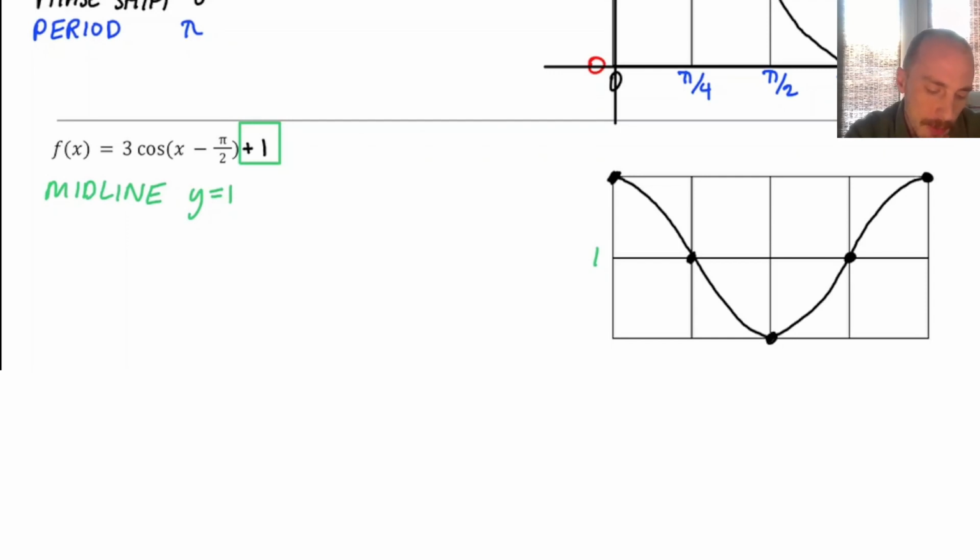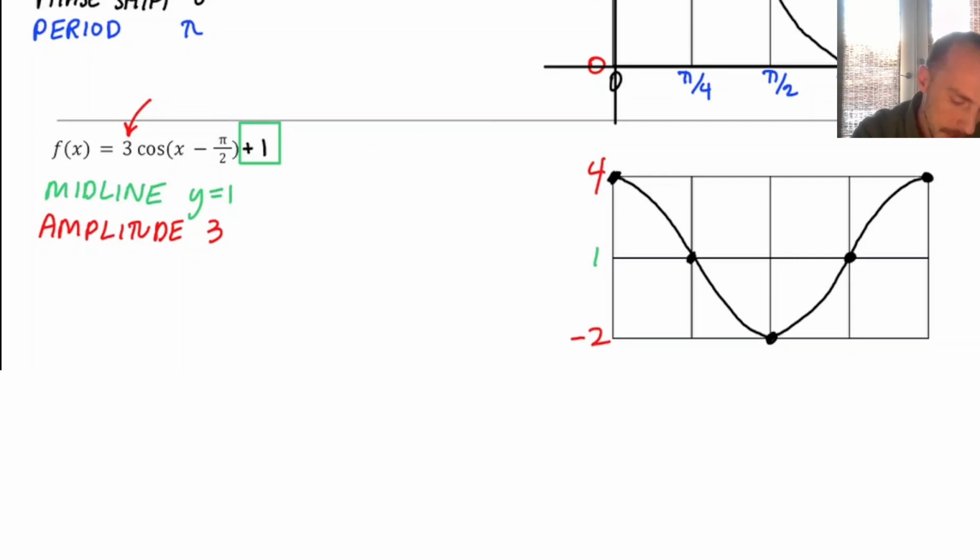Okay, then I'm going to think about the amplitude, and the amplitude is going to be from the vertical dilation factor, which is the number that's multiplied by the sine or the cosine. That's going to be 3. So I'm going to say that the amplitude's 3, and that means that the graph is going to reach all the way up to 1 plus 3, which is 4, and down to 1 minus 3, which is negative 2.